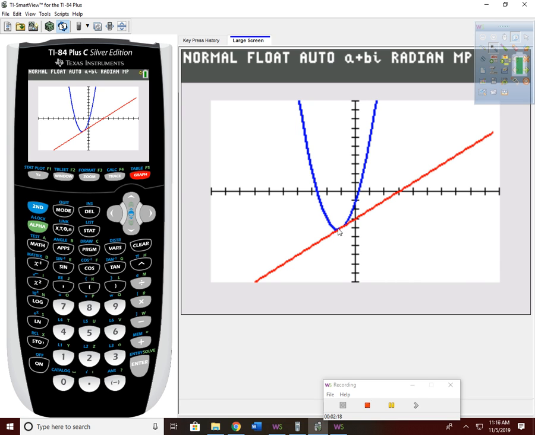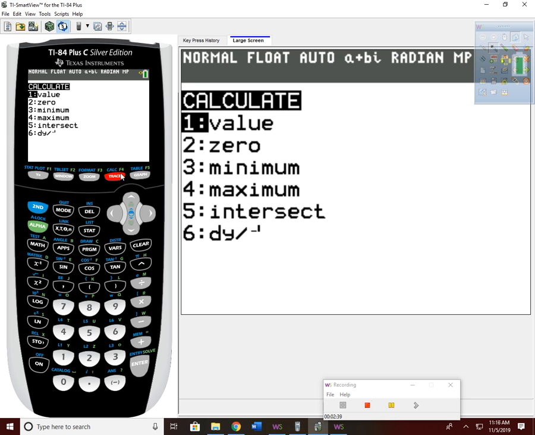As you can see, they cross one time right here. Now you could take an educated guess and say that that would be maybe negative 4. But if you're not completely sure, then you can have your calculator calculate that for you. You have a calculate menu up here above trace. So I press second, trace, and what I'm looking for it to calculate is the intersect. So I'm going to choose option 5.